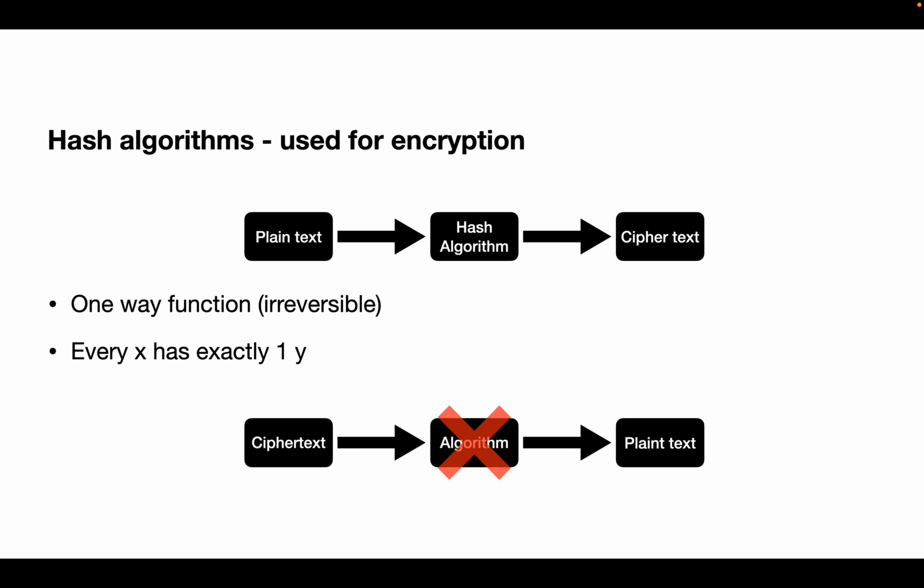And every x has exactly one y. So for this, hash algorithms are functions, and what this means is for every plaintext message you have, there's a unique ciphertext. So there's not two different plaintext messages that will create the same ciphertext. And there's also no way for one plaintext to give you two different ciphertexts. There's only one x for one y.